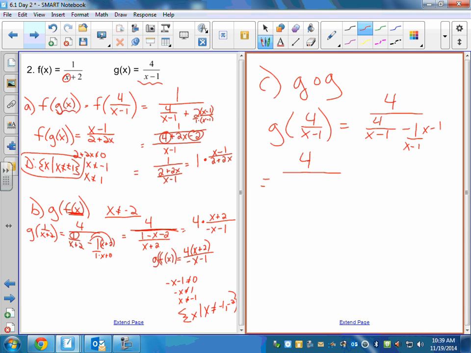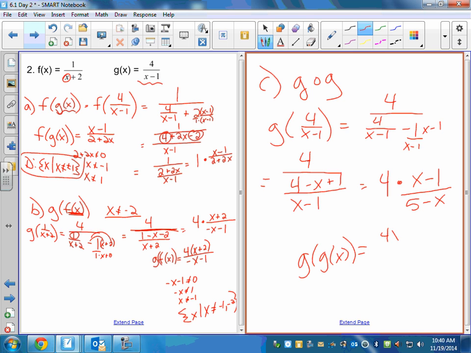Right, so on the bottom here, I get 4 minus x plus 1. Did you distribute your negative? Yep. So I get 4 times x minus 1 over 5 minus x. So g of g of x is going to be, and I'll distribute this time, 4x minus 4, or leave it in parentheses, I don't care. And on the bottom, 5 minus x. Questions on where I got that?